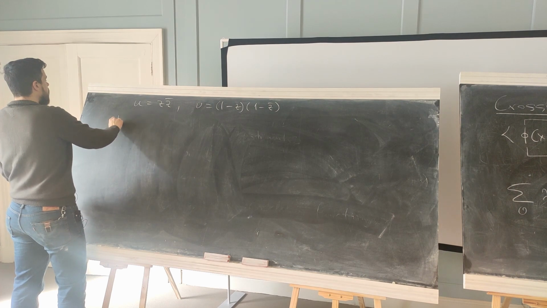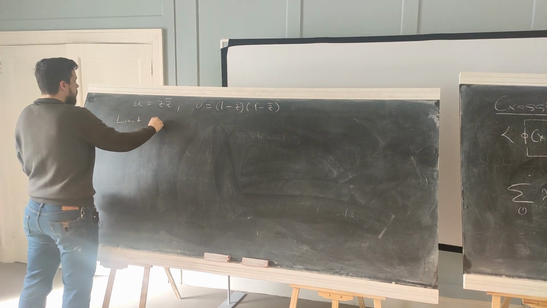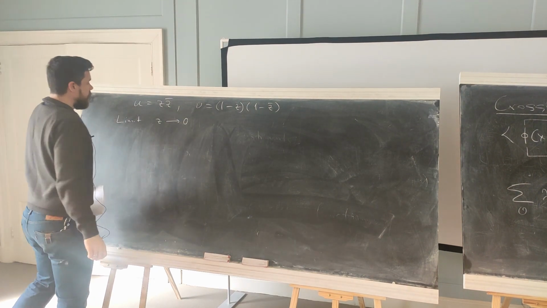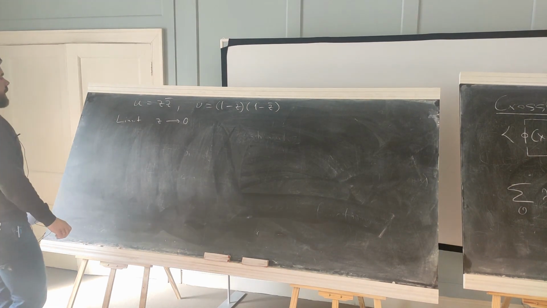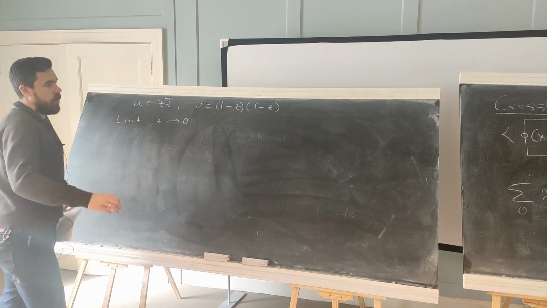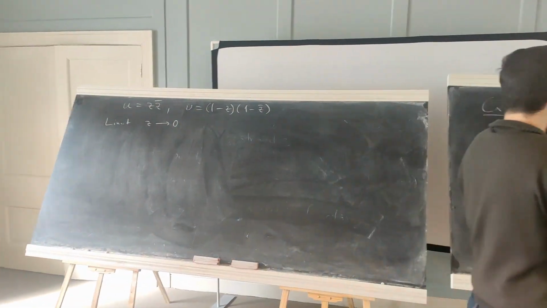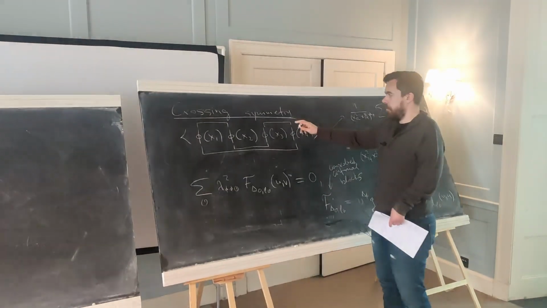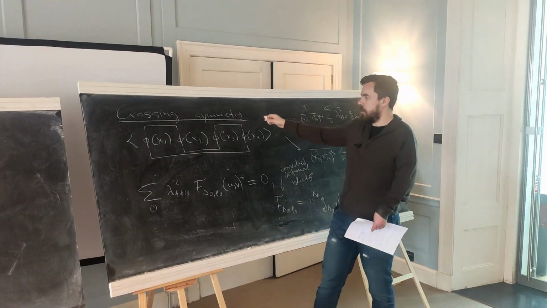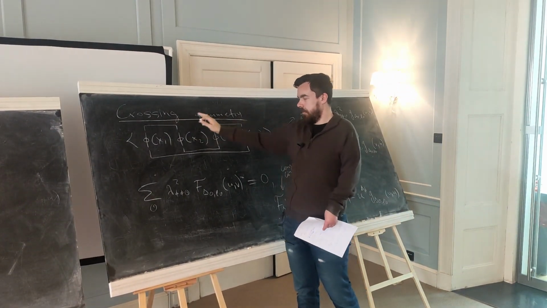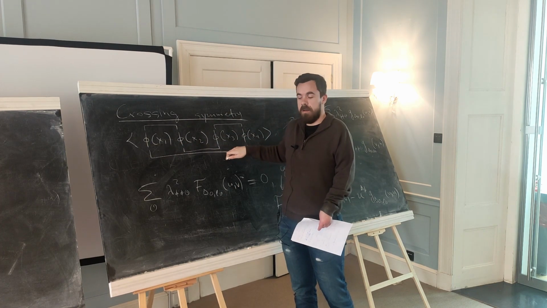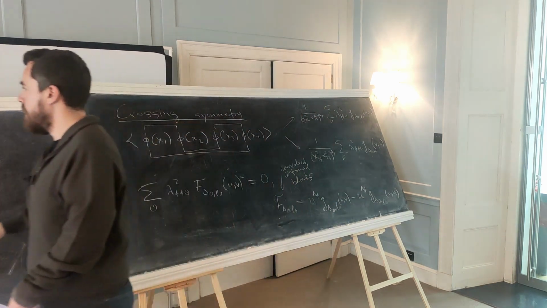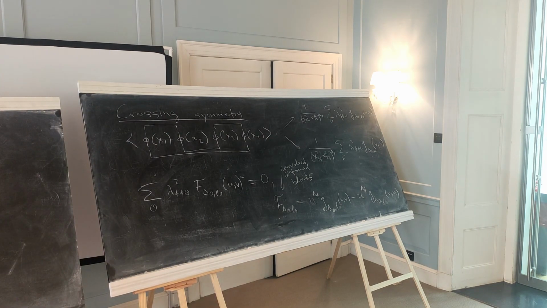Then we consider the limit z going to 0. Okay, and if you consider 2 to 2 scattering, you would call this sort of the S channel, and you would call this down here the U channel. So maybe I refer to them like this sometimes. I refer to these two sides of the crossing equation as the S channel and the U channel.